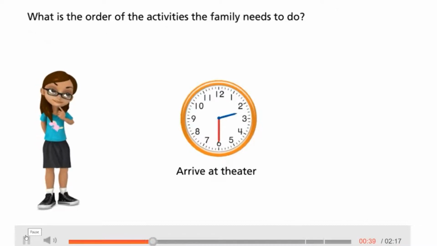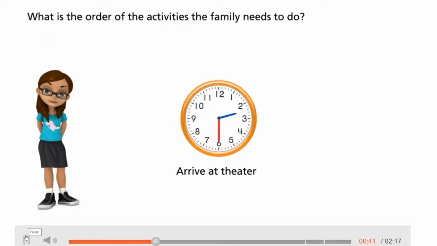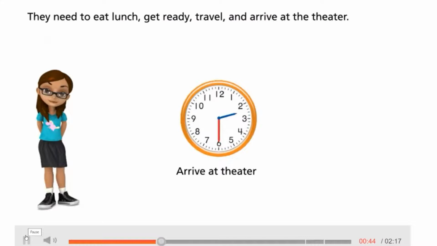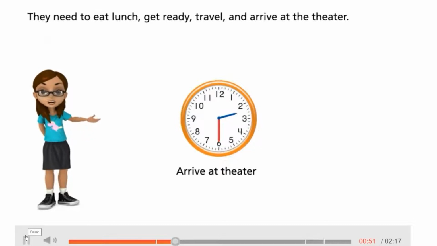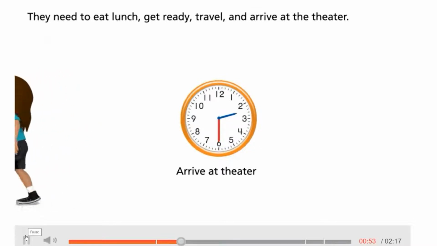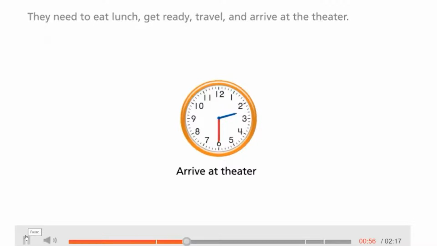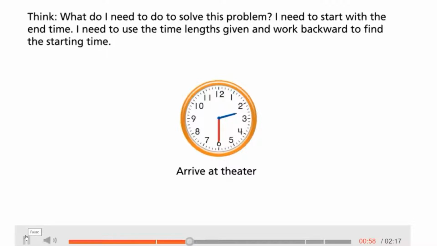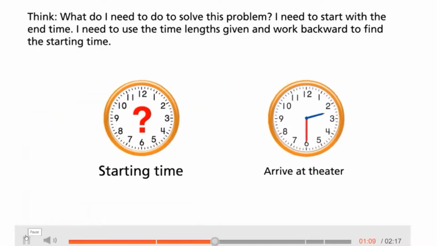What is the order of the activities the family needs to do? They need to eat lunch, get ready, travel, and arrive at the theater. You can draw a picture to help with your reasoning. Think, what do I need to do to solve this problem? I need to start with the end time. I need to use the time lengths given and work backward to find the starting time.